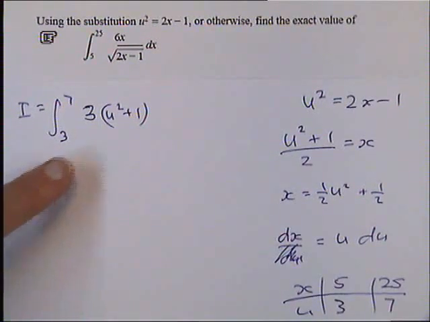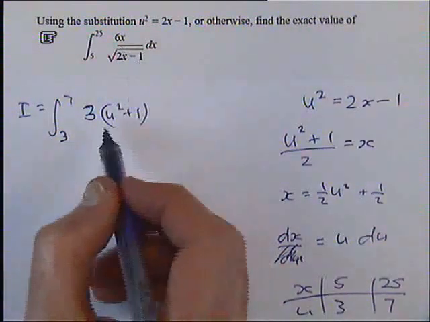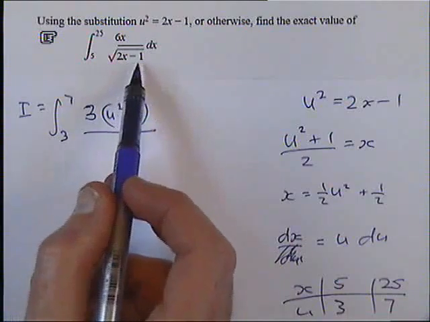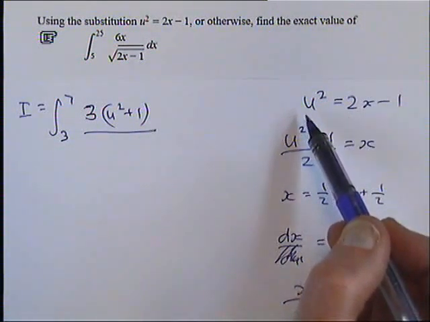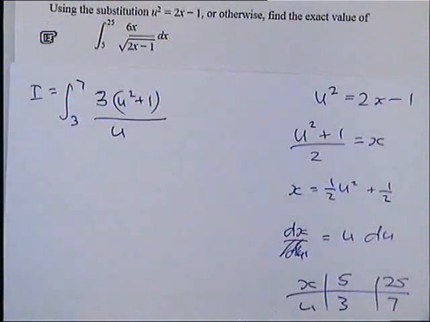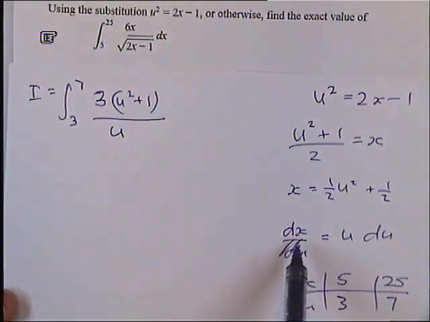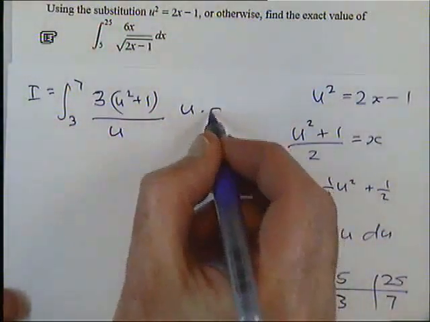Okay. So I'm going to get 3 lots of u squared plus 1. Okay. That's my 6x. I'm dividing it by root of 2x minus 1. Well, there's 2x minus 1. That's u squared. So if I need to root it, that's going to be u. And then my dx I'm going to replace with u du.